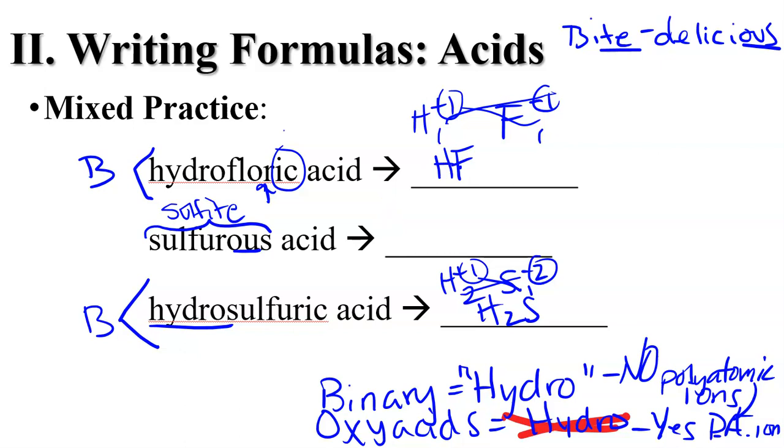So my acid is H plus, and then my sulfite is SO3 with a charge of -2. Crisscross, so I bring that 2 down here. This 1 comes down here. There's going to be H2SO3.